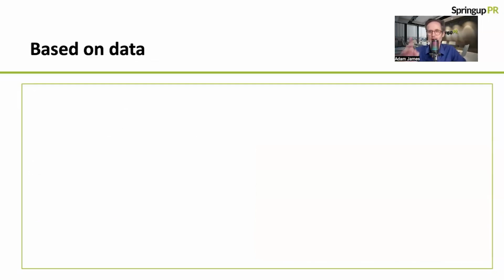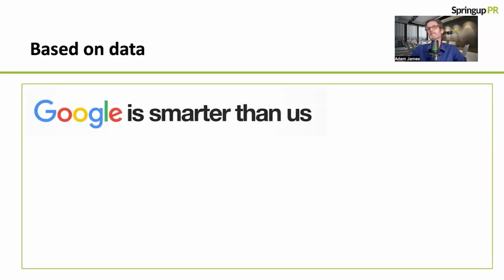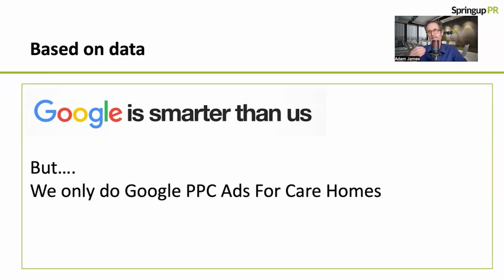By the way, what I am talking to you about today is based on data. Yes, Google is smarter than us, is the saying. They know what to do. Their algorithms, based on AI and machine learning, are smarter than us. Sure, I get that 100%. What I would say, and I'm not saying this as a pat on the back for us, is that we only do Google pay-per-click ads for care homes. So this is hyper niche. And when you're hyper niche like this, you get to learn a whole load of stuff that's relevant for care homes and Google pay-per-click. So I just want to make that point. It's based on data that we have.